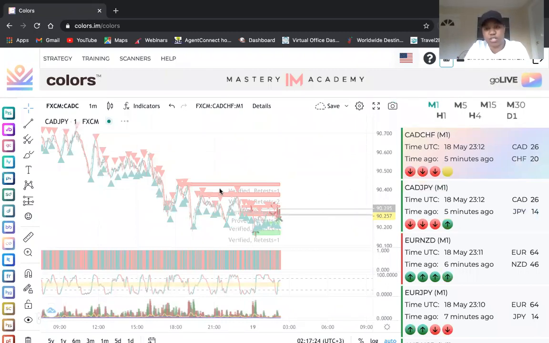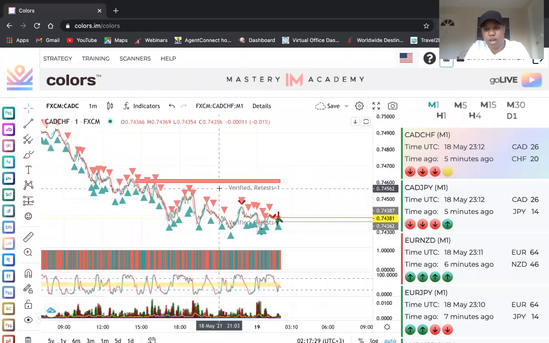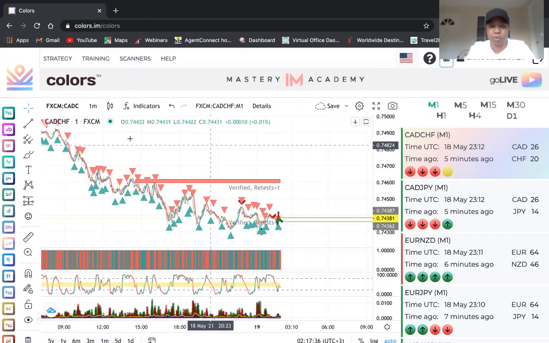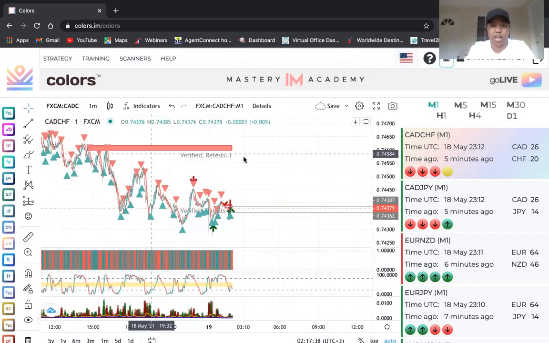So does this give the same signal for platforms such as Pocket Option? Yes. So you can use your HFX on this, guys. So on the 1 minute scalper, you can seriously.